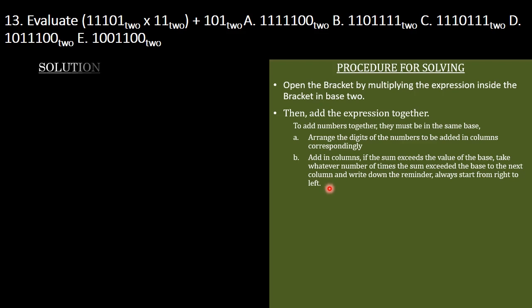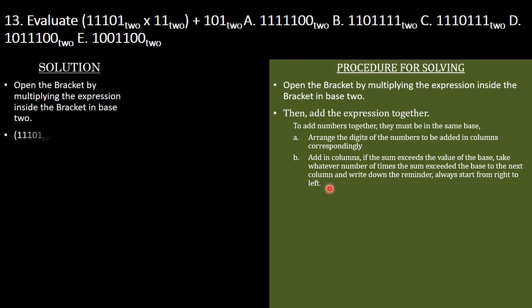Let's check the solution. Let's open the bracket by multiplying the expression inside the bracket in base 2. These are the terms in base 2. 11101 base 2 multiplied by 11 base 2. When we multiply these terms together, 1 multiplied by this term, we have this. This 1 multiplied by these terms, we have this. Now let's add them together. We have to apply this method of adding in base. Let's arrange it in columns correspondingly.